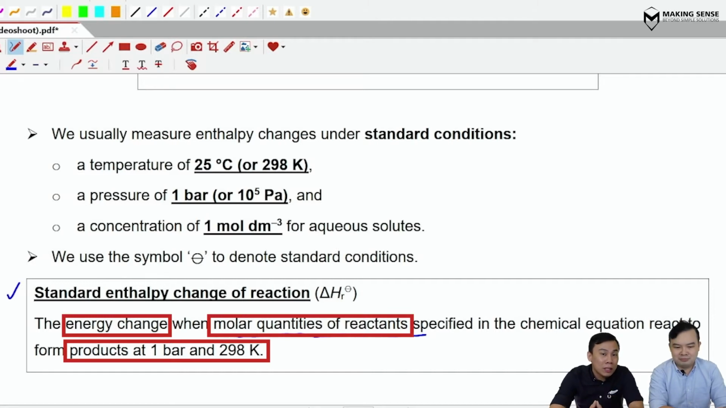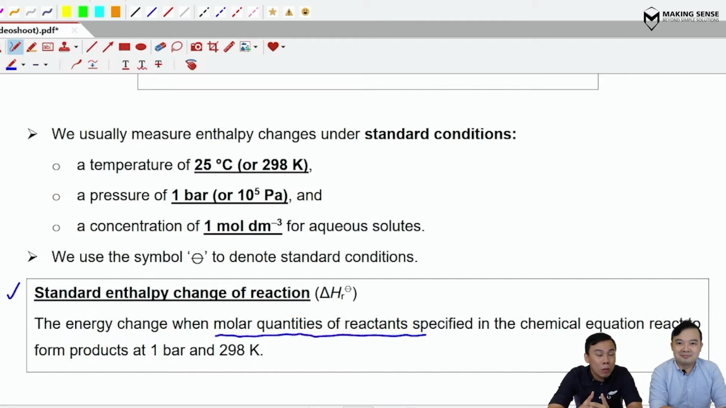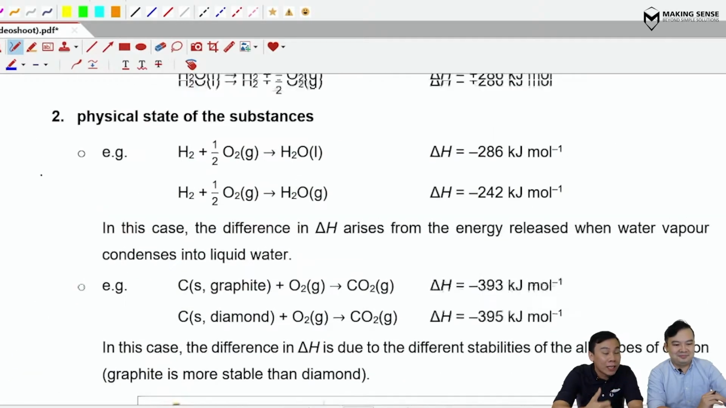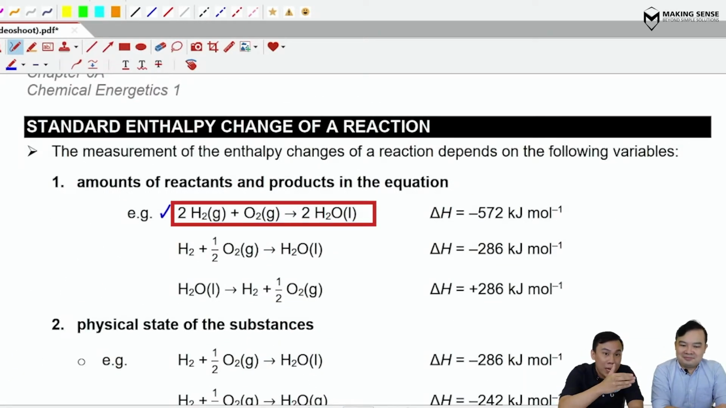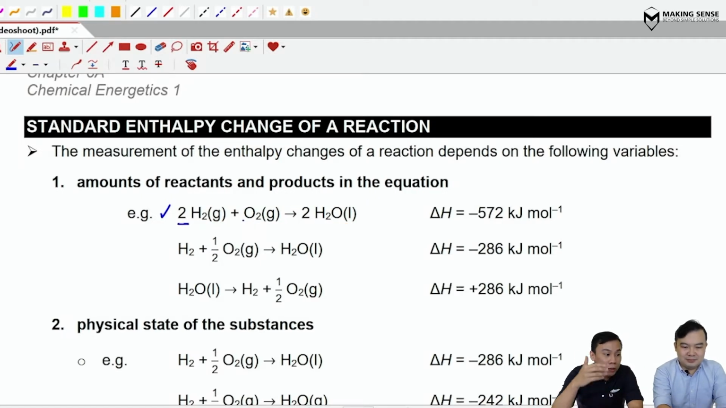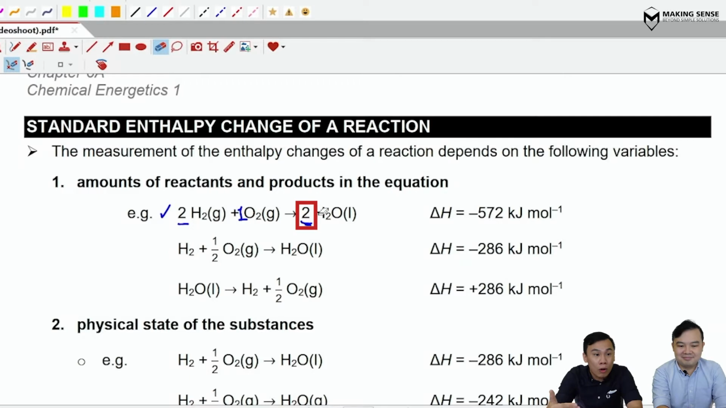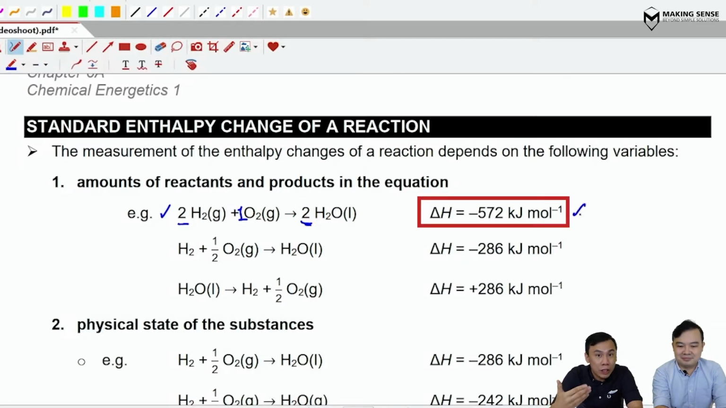So you see the term underlined, molar quantities of reactants. What does that actually mean? Okay, so let's use an example to illustrate this. If you look at the balanced equation, the stoichiometric ratio is 2:1 for hydrogen and oxygen, but you're forming 2 moles of water. So what it means is when 2 moles of hydrogen react with 1 mole of oxygen to give you 2 moles of water, 572 kilojoules of energy will be released.